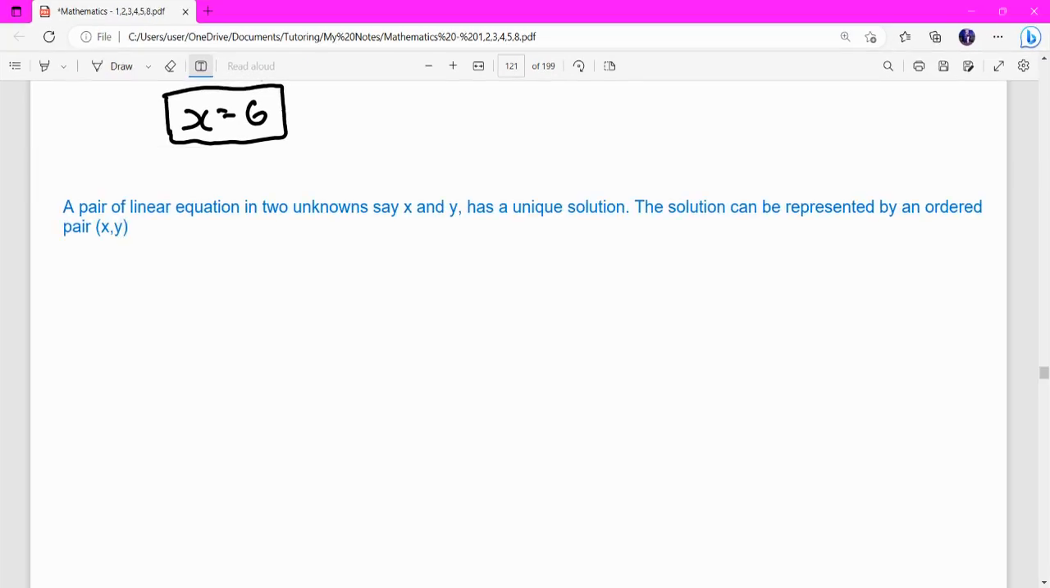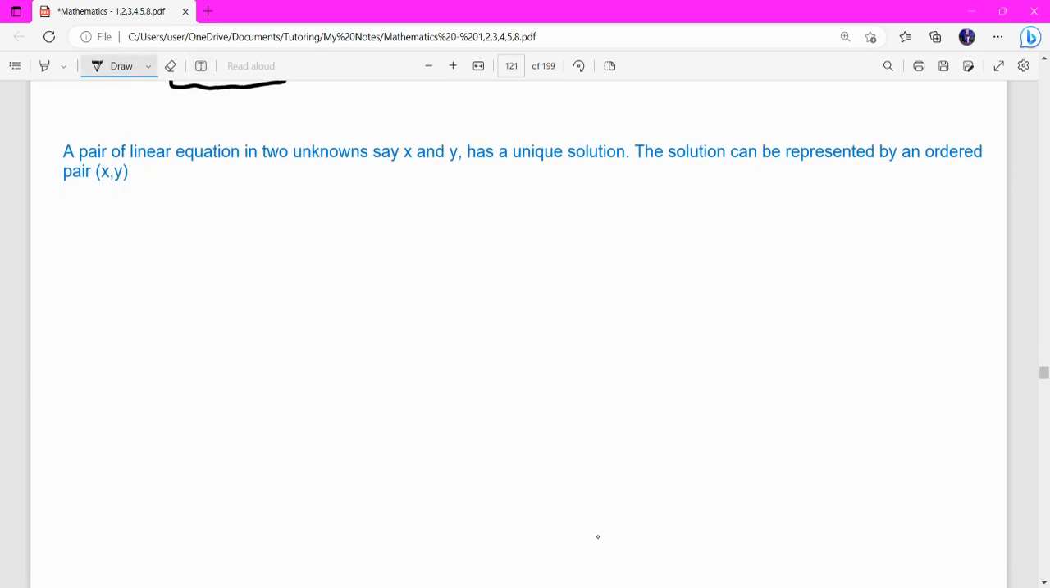So a pair of linear equations with two unknowns, let's say x and y, has a unique solution. So the solution can be represented by another pair x, y. So basically, in simultaneous equations, you are dealing with two linear equations, right? So for example, let's put down a pair of simultaneous equations here.